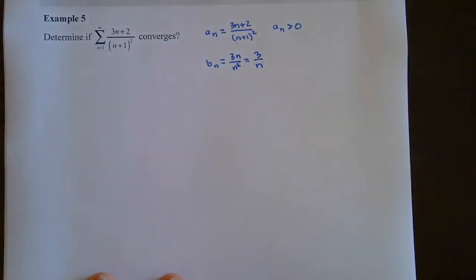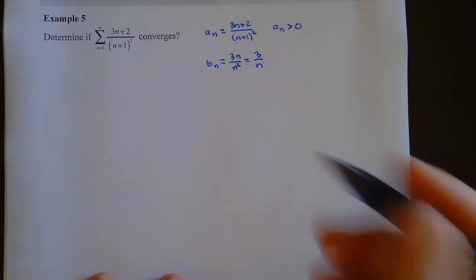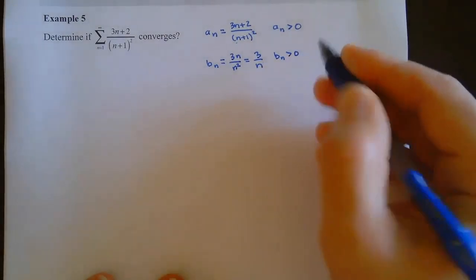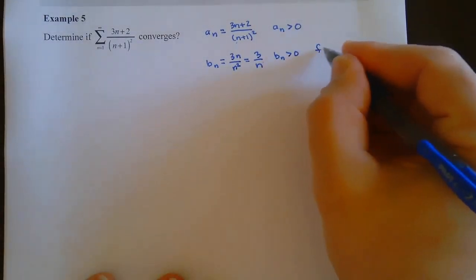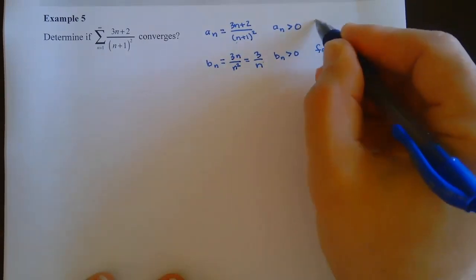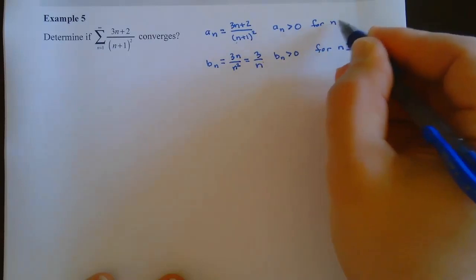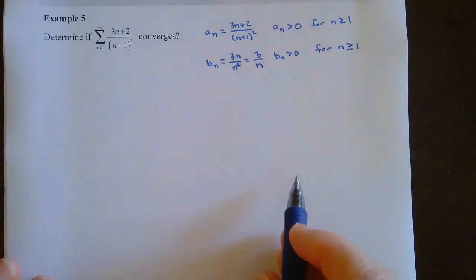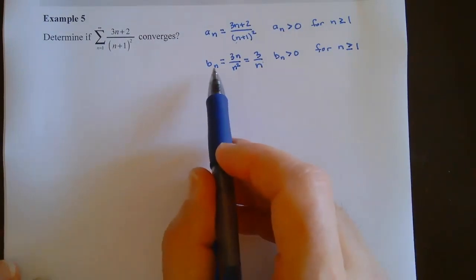And from the last problem, we know that this one is going to diverge. And so b sub n, I should say this, b sub n is greater than 0. So both these are true for n greater than or equal to 1. Okay, and what do we know about b sub n?